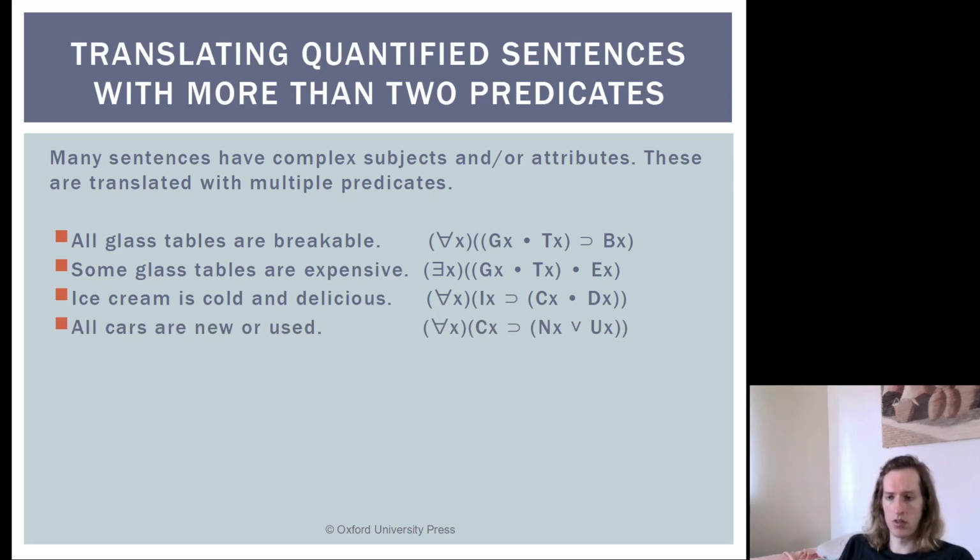So here, all cars are new or used. We're using all here, so it's pretty clear that we're going to need a universal quantifier. So we could express this as such. For all x's, if x is a car, then it is either new or used. For all x's, if Cx, then Nx or Ux. So of all the objects, if it is a car, then there are two possibilities. It can be new or it can be used.